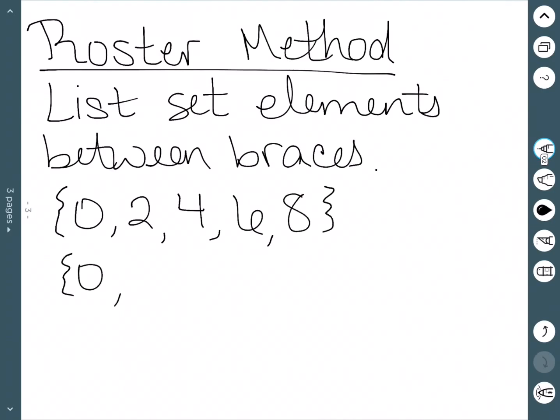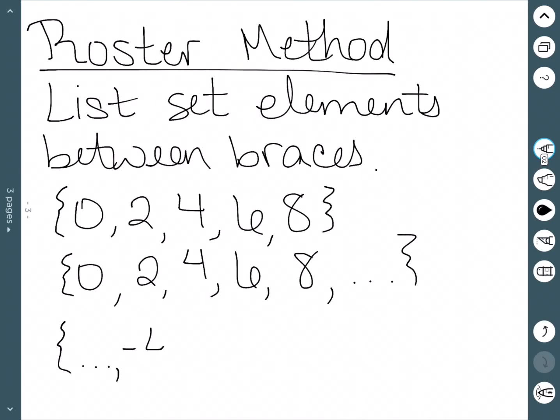Maybe we want to continue this pattern indefinitely. And if we want to continue a pattern indefinitely, we use an ellipsis, a dot, dot, dot, to indicate that you keep going. And there may be a reason that you want two ellipses, one on either side. So maybe we want to consider the negatives as well. So we would have an ellipsis at both the beginning and the end of the set.